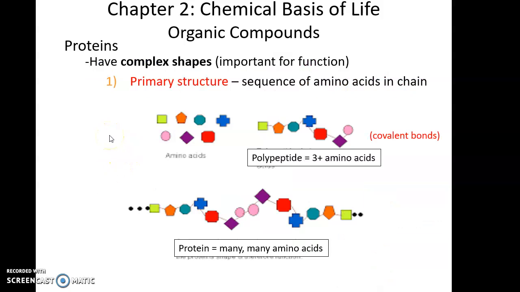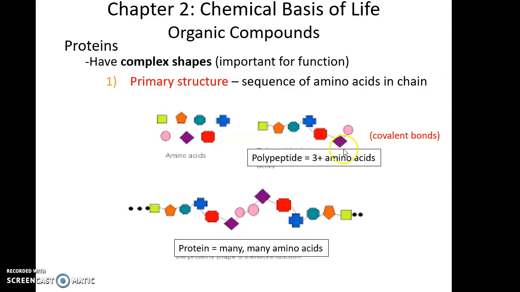All right, so proteins have complex shapes, and those shapes are critical to the functions of the proteins. So we're going to talk about some of the different levels of complexity found in proteins. To start off, you have the primary structure. Primary structure is just the sequence of the amino acids in the chain.